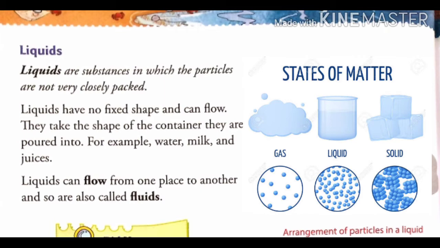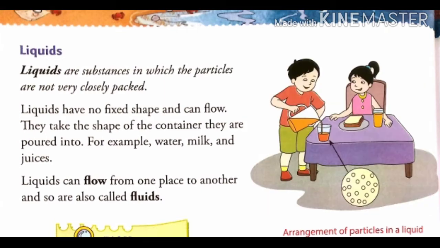Now let's study the other properties of liquids. Liquids have no fixed shape and can flow. They can take the shape of the container they are poured into, for example, water, milk, and juices. So another property of liquids is that they do not have any fixed or definite shape, and they can take the shape of any container in which they are poured, unlike solids.